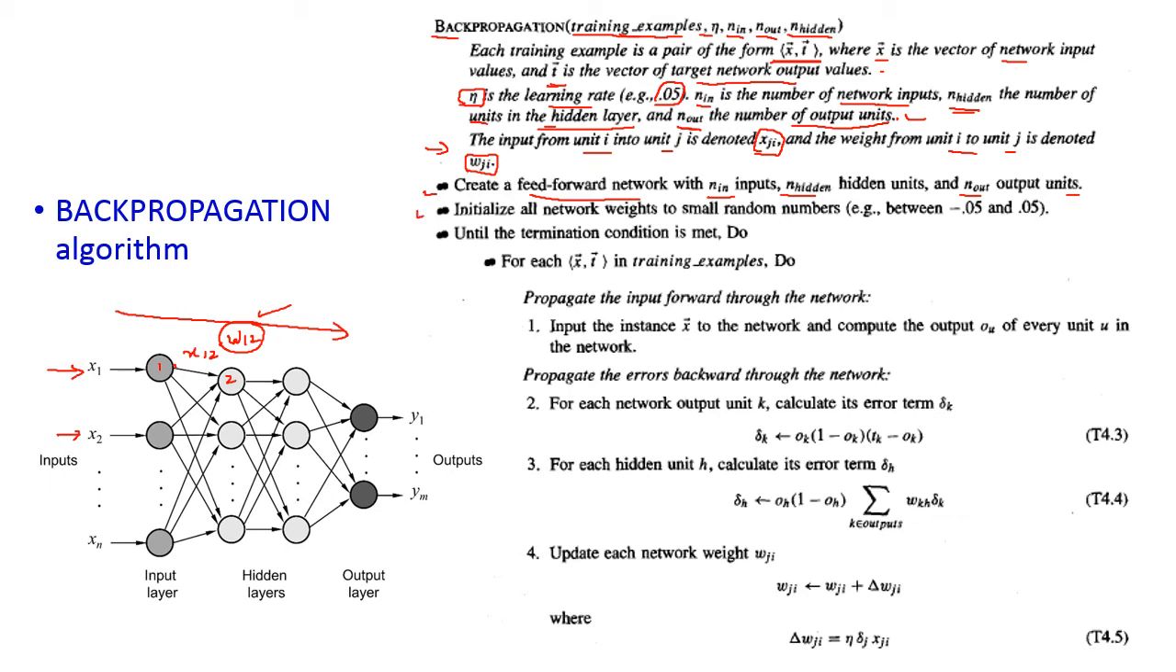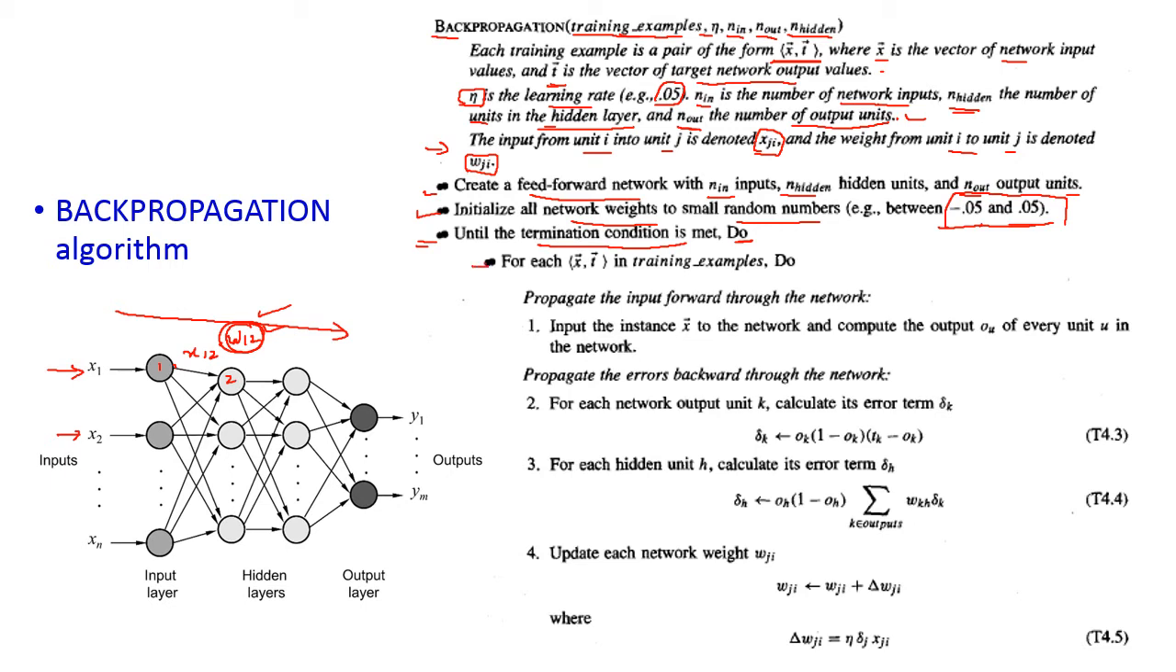And the next one is, initialize all the network weights to small random numbers. So we have to initialize the weight values for all the inputs between minus 0.05 and plus 0.05. The weight value should be between minus 0.05 and plus 0.05. And the third step is, until the termination condition is met, we have to do the following steps repeatedly.